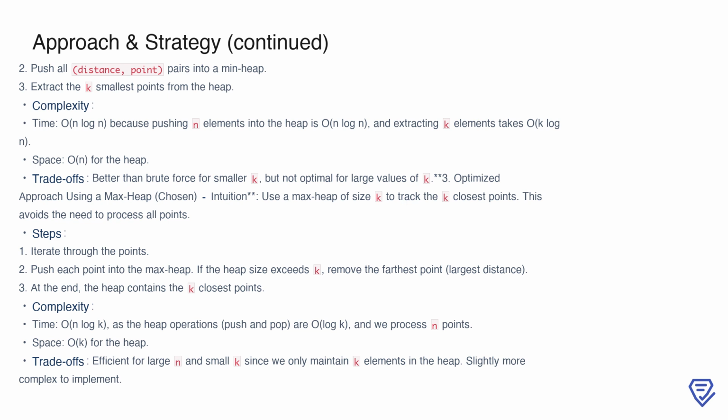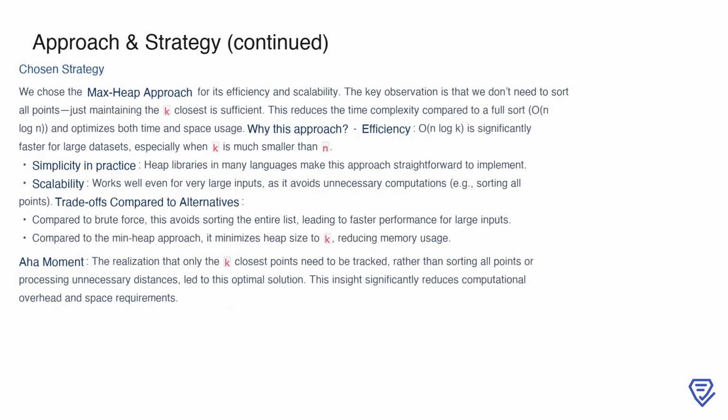While this approach is better than brute force when k is small, it still processes all points, which is unnecessary when we only care about the k closest points. This led us to our chosen approach, the max heap strategy, which is even more efficient. We ultimately selected the max heap approach due to its efficiency and scalability. The key insight is that we don't need to sort all points or even keep track of every point's distance. Instead, we maintain a max heap of size k to store only the k closest points.